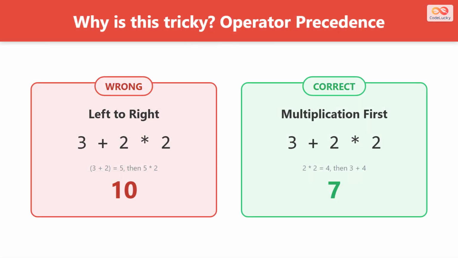The tricky part here is operator precedence. We cannot simply scan the string from left to right and compute the result. If we did that for 3 plus 2 multiplied by 2, we would get 5 times 2, which is 10. That is incorrect. The correct mathematical approach requires us to perform multiplication before addition, giving us 3 plus 4, which equals 7.